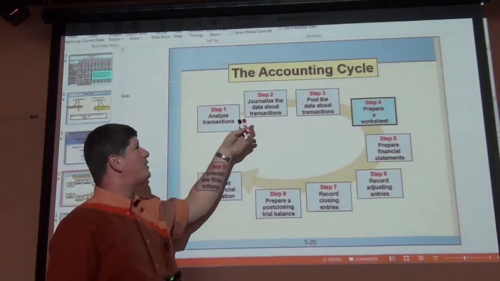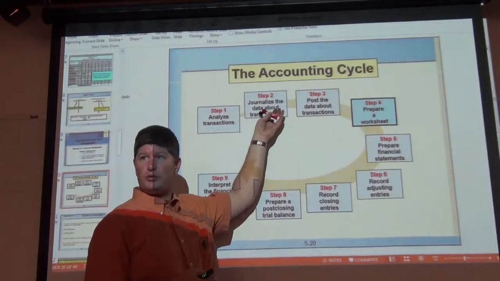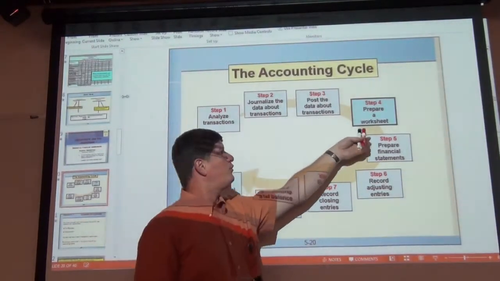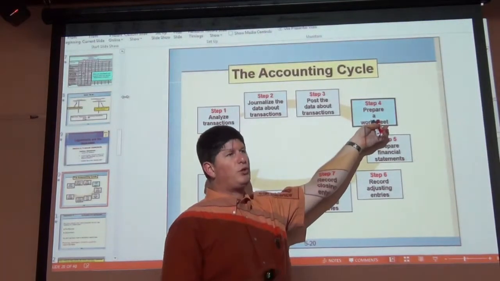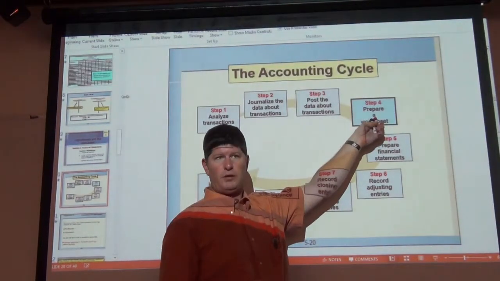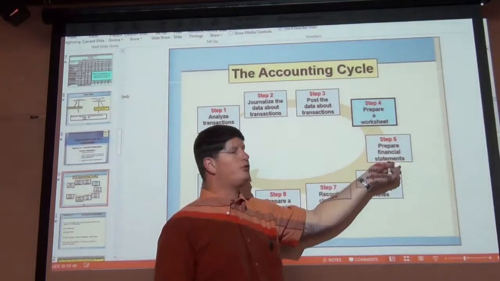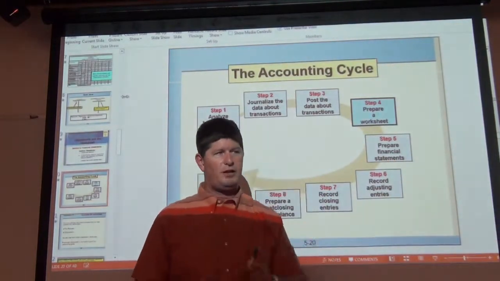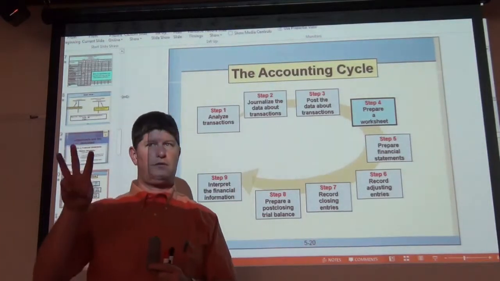Step 1, analyze the transactions. 2, put them in the general journal. 3, post them in the general ledger. 4, trial balance worksheet. This is where we are. From here, we're going to use that as a tool to prepare those financial statements. Good? How many financial statements are there? 3.